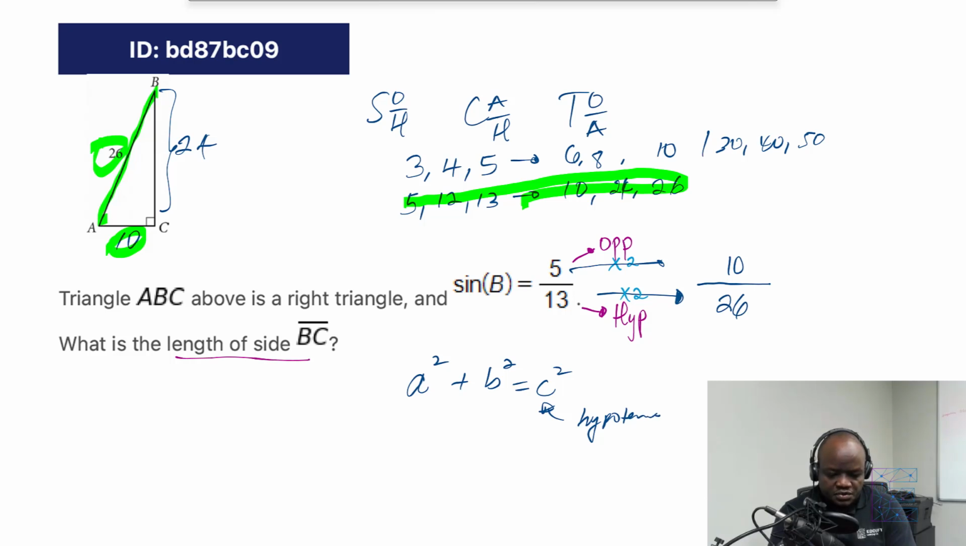So for this question, we would be doing 10 squared plus b squared equals 26 squared. And when you work out the math, you still get the 24. Long story short, the answer is 24. Boom, shakalaka.